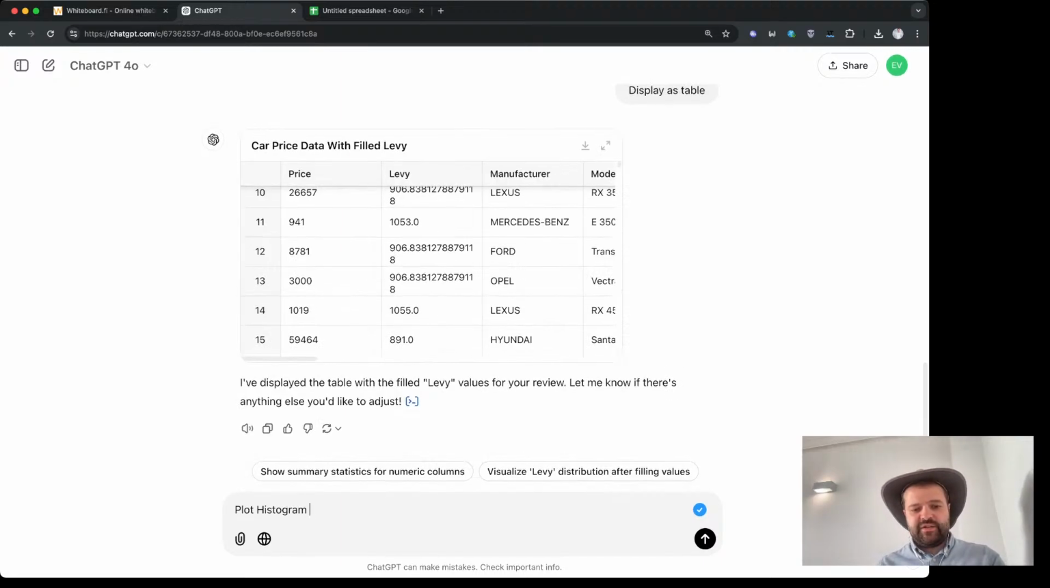So plot means draw me a diagram. Again, for the prompt engineering part, you always want to have the first word as the verb, and then the second is some kind of what you want to do with that, and so on. So plot histogram for column price. And we can also define, okay, let's see what happens with that.